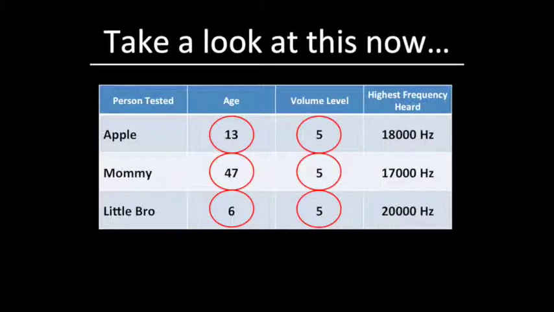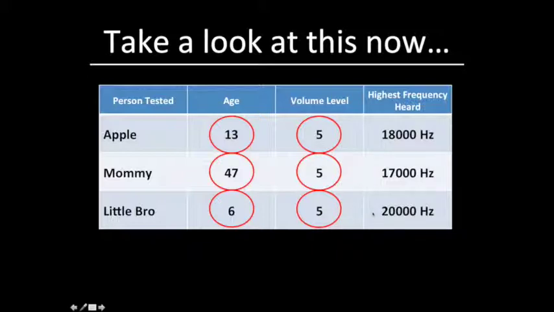We controlled the volume level. Everybody had the same volume level. And look at the difference, okay? Apple still heard 18,000 hertz. But look what happened to mommy. Before, she heard 19,000 hertz, but at this volume level, she only heard up to 17,000 hertz, okay? And little bro, at volume level 2, he only heard 10,000, but now, at the same volume level, he heard up to 20,000 hertz, okay?